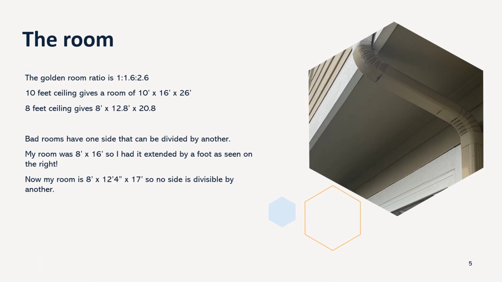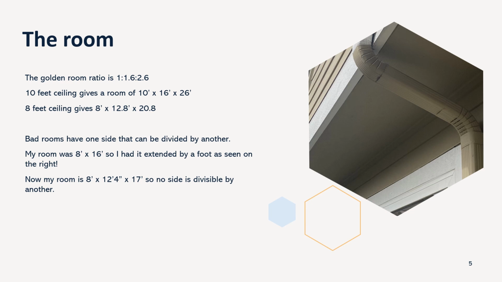If I could build a room from scratch, I would have gone for a ceiling that's 10 foot high. I think that is kind of ideal for me. 10 by 16 by 26 would be the ideal room. I don't need anything bigger. For a smaller room, if it is an 8-foot ceiling, then 12 by 20. That is the golden ratio, but you don't want a bad room.